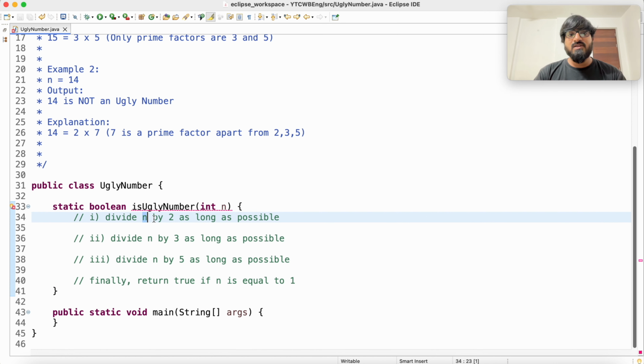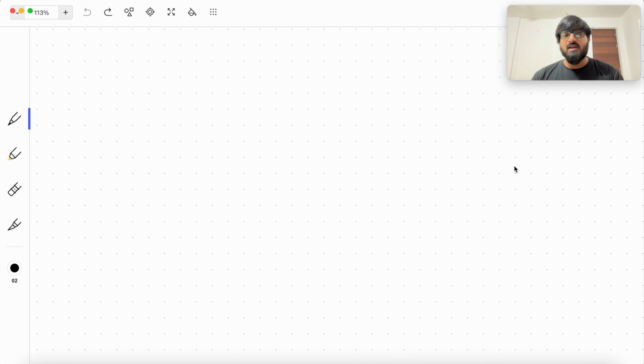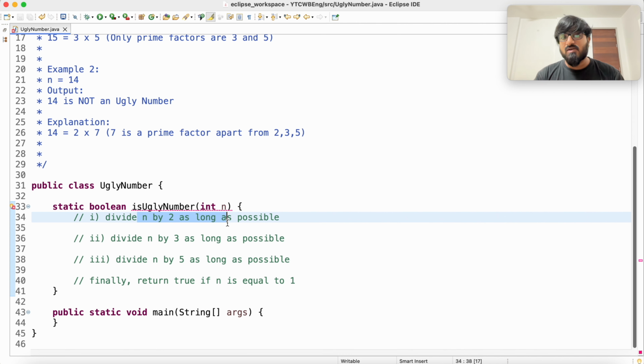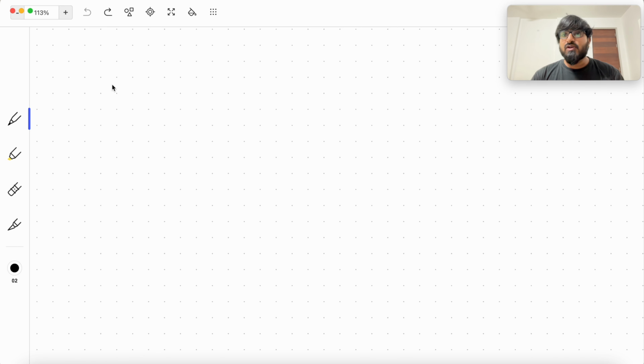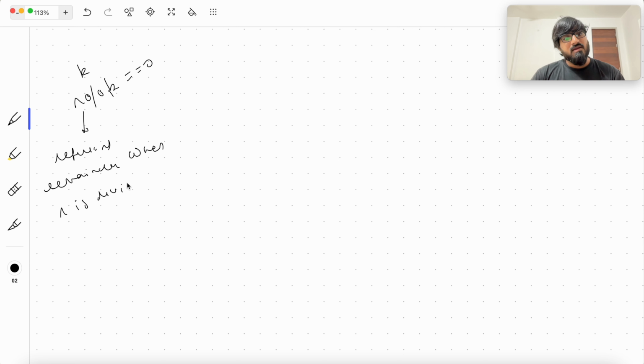Okay, now how do you do this? Divide by 2 as long as possible. Oh, this got deleted, but I guess we have our steps: divide by 2 as long as possible, then by 3, then by 5. Now how do we check if n is divisible by an integer k? We say n % k == 0. The mod operator returns the remainder when n is divided by k. If the remainder is 0, it means k divides n completely, so division is possible.